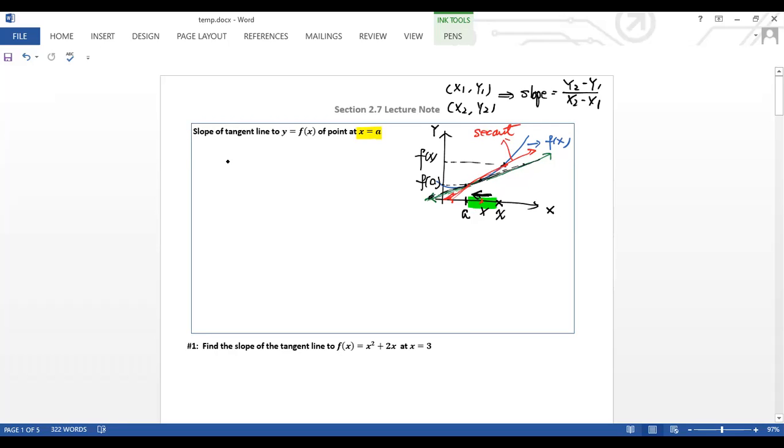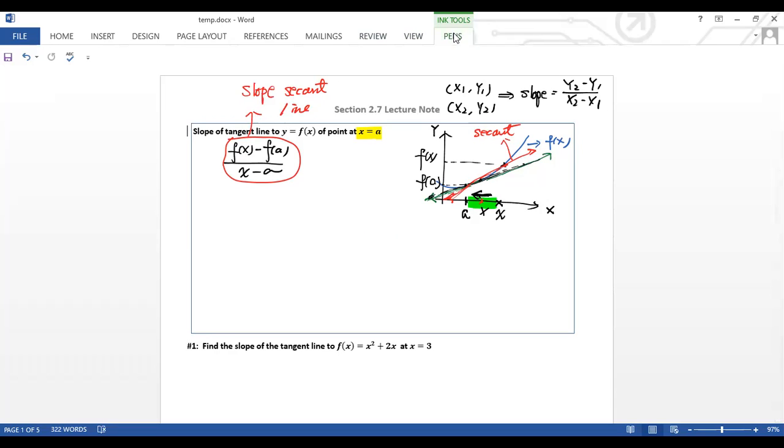So now let's take a look. How do I find the slope of my secant line? The secant line, I have 2 points, right? So I have x, f of x and a, f of a. So y2 minus y1: f of x minus f of a, over x minus a. Let me color code that. This is the slope of what line? The red one, right? So this is the slope of the secant line.